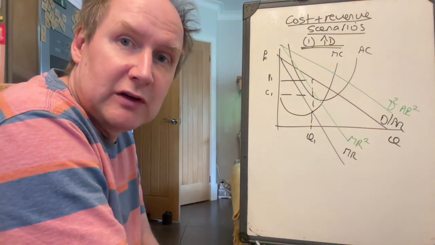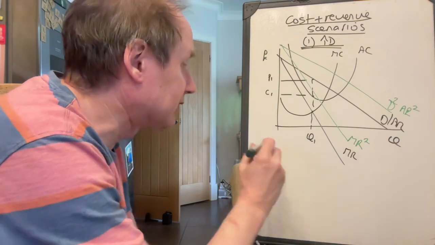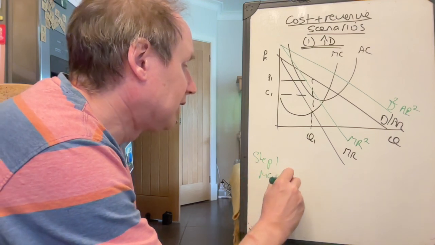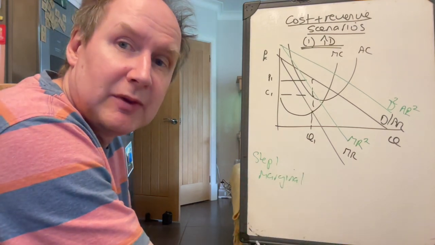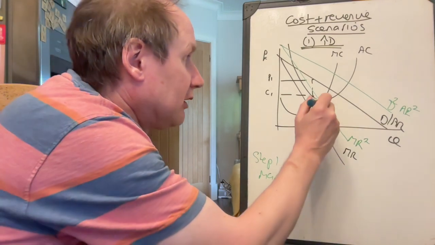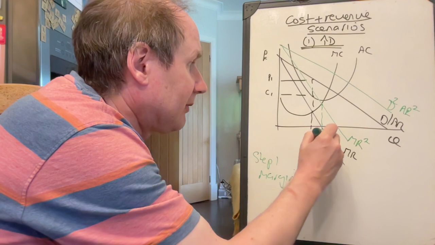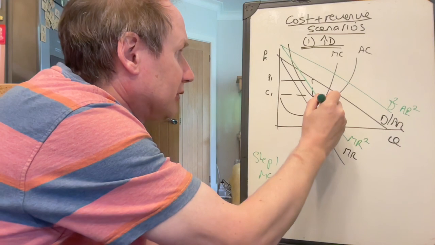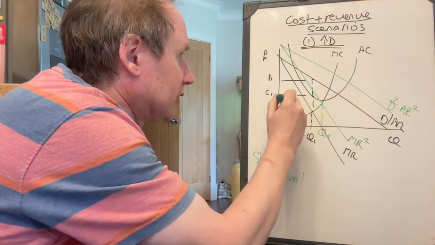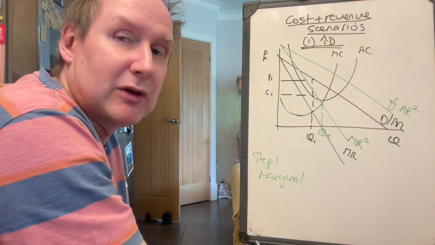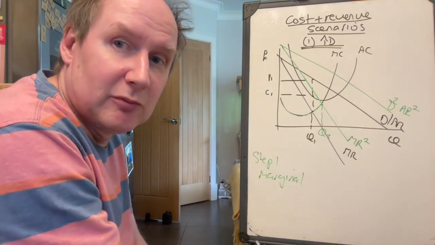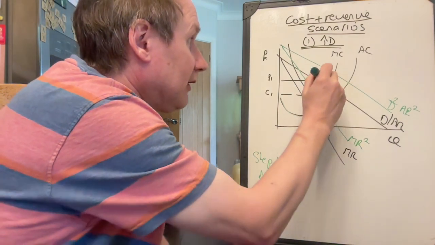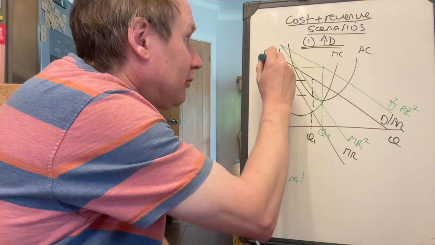So what changes? Remember, it's a two-step process. Step one is the marginal stage, or the output stage. MR has changed to MR2, so the profit-maximizing output has changed. The profit-maximizing output is now here at Q2, because we want to produce all the units where marginal revenue is greater than marginal cost, and there are more units now than there used to be. But because demand is higher, the price that the firm is going to charge is also going to be higher. So at Q2, the equilibrium price is here at P2.